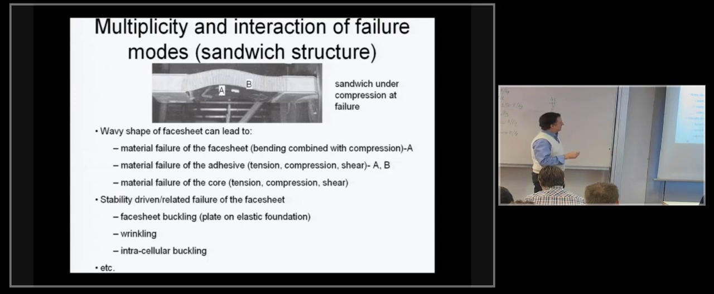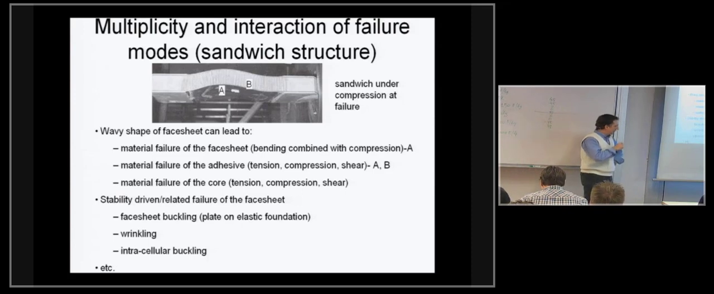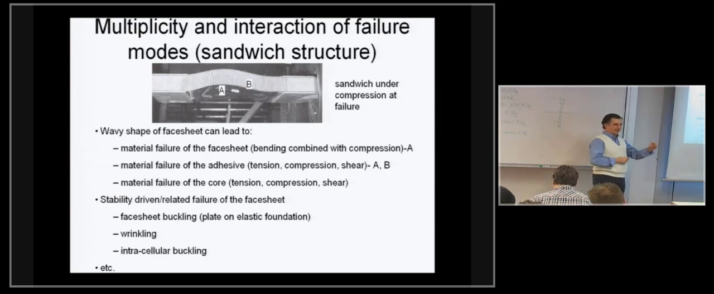And then, of course, the overall, what is wrong with this? The overall buckling, you can see it has buckled. And then you can have failure modes such as the wrinkling, which is a very localized buckling failure mode, and intracellular buckling, which is even more localized because it happens within cells, individual cells.